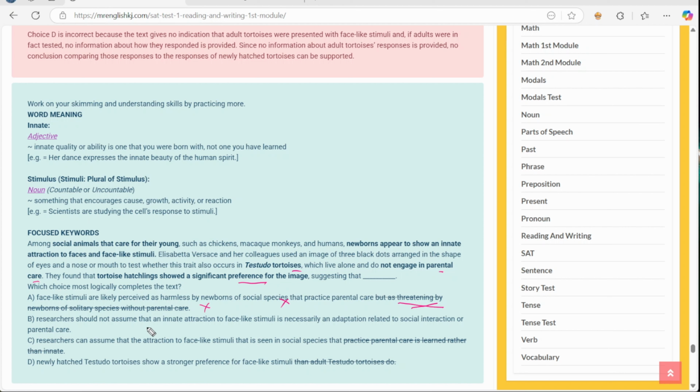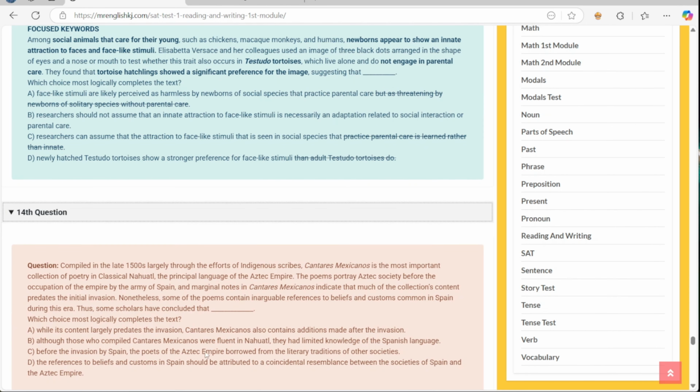Now, researchers should not assume that innate attraction to face-like stimuli is necessarily an adaptation related to social interaction or parental care. Obviously, they should not assume it, because we can see there are two cases. In both cases, animals are attracted to faces and face-like stimuli. So this is correct. But let's see. Researchers can assume that the attraction to face-like stimuli seen in social species that practice parental care is learned rather than innate. No, we are not talking about this here, and we are not talking about adult stardom. So obviously we have one option, that is B. That is correct. Okay. Pause.